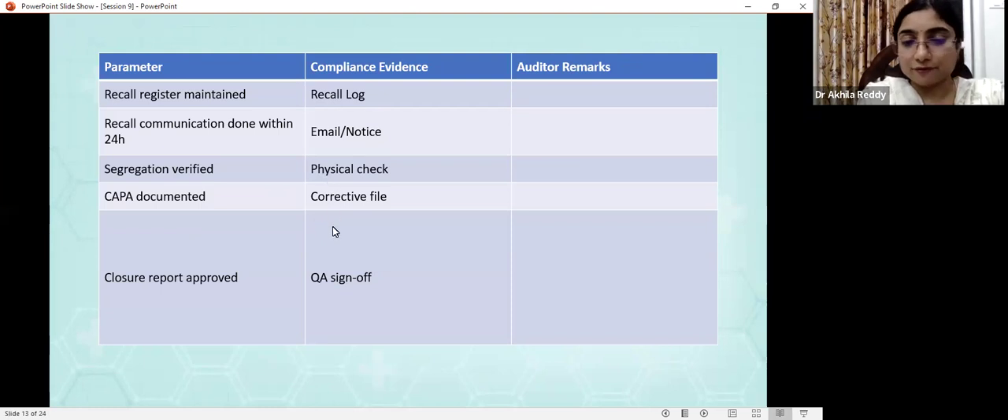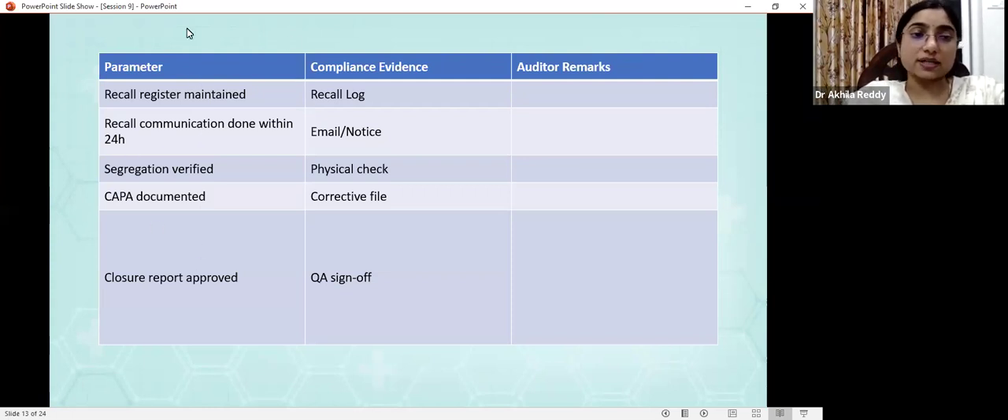And CAPA documented: for every reaction, for every incident, there will be corrective action and preventive action documents, and the corrective file is to be maintained in the pharmacy department, which is mandatory. And the closure report approved. Obviously the closure report should be approved with the quality department signature, and at the same time the pharmacy head signature also. So these are the parameters.